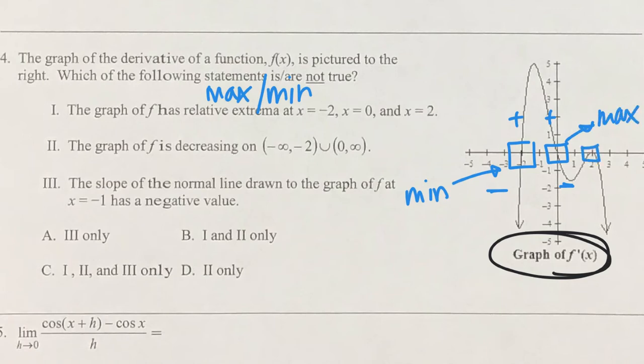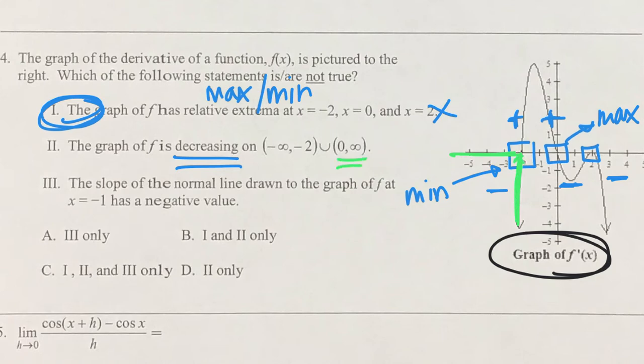And at +2, it's not going to have an extremum because you don't change. We stayed from negative on the left side to negative on the right side. So number 1 is not true, which means that's part of our answer. The graph is decreasing on this interval from -infinity to -2. Sure enough, the graph is below the x-axis.